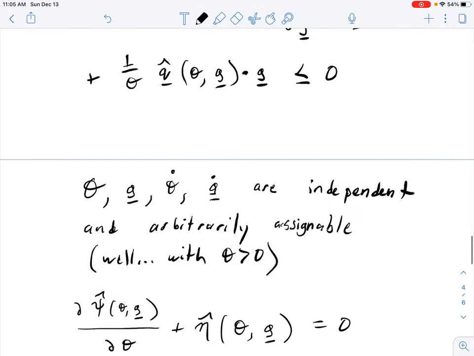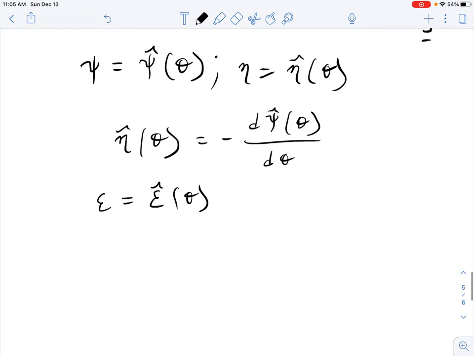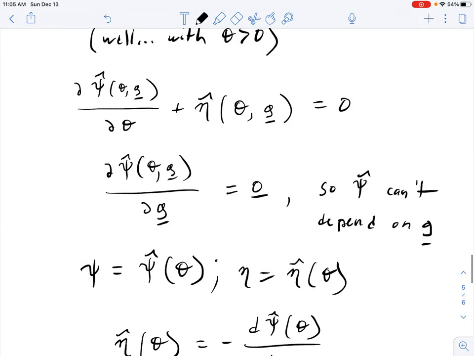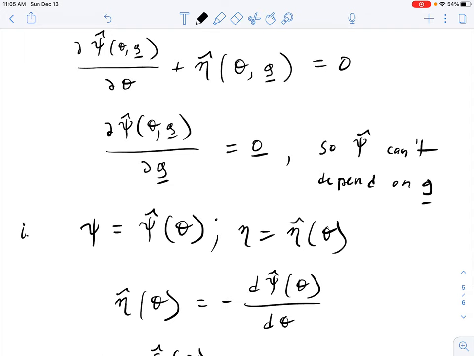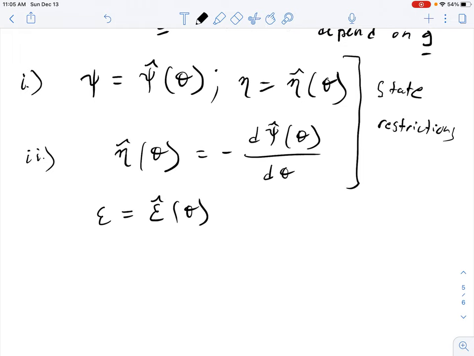And as a result, we're also going to end up with the internal energy equal to eta hat of theta. All right, we also end up with a restriction on this, namely that that has to be less than or equal to 0 all the time. So we'll number this one II. So these two are called state restrictions. And then we get a third one, which is a thermodynamic restriction.